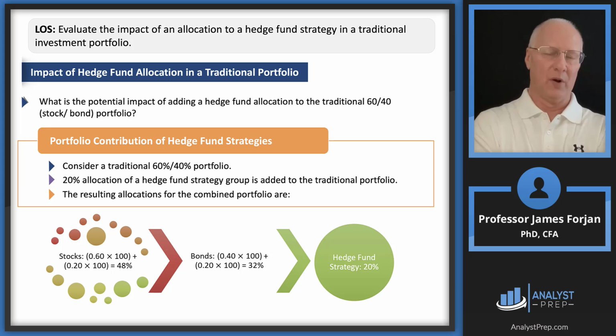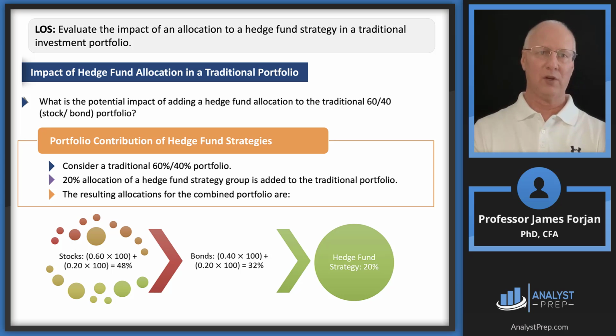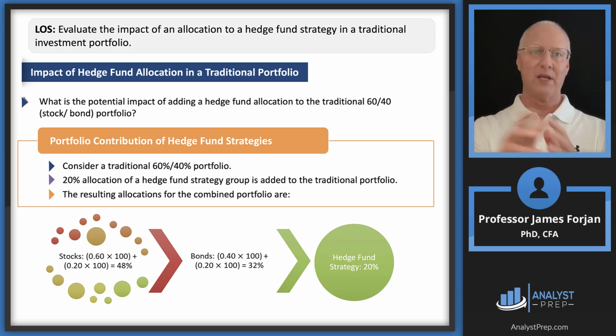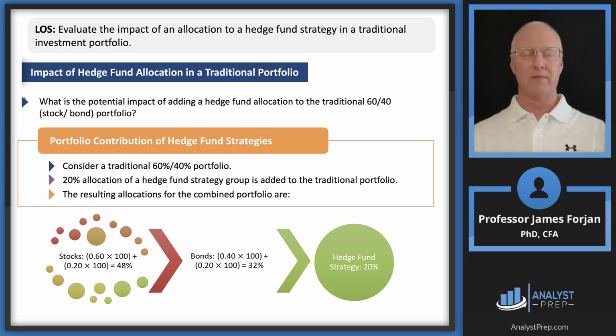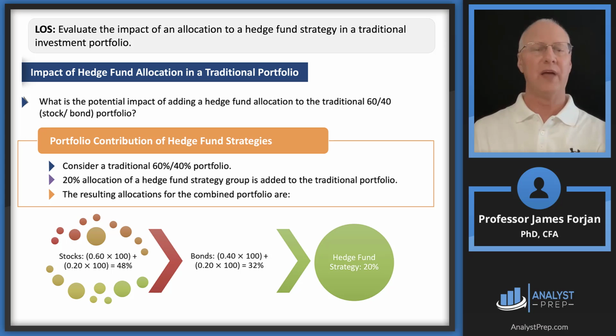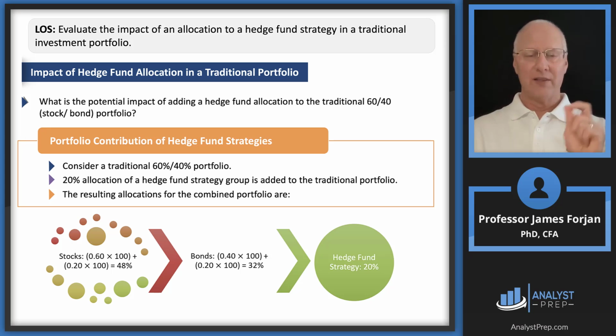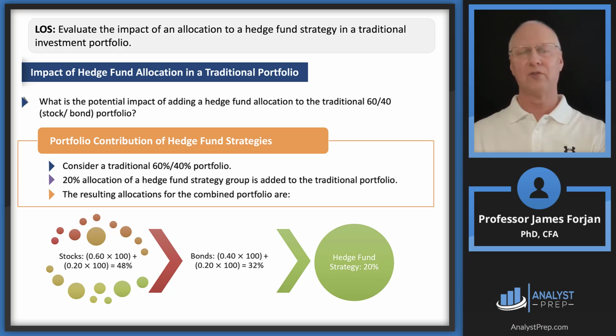Now, this is an interesting part of this module. The question really asks, and it goes back to the LOS that we've been talking about, in a traditional investment portfolio, what do we know? 60% equity, 40% debt. But what if we add a 20% allocation of a hedge fund strategy, any one of the hedge fund strategies that we have been talking about? Well, the 60-40 strategy ends up into 48% stocks, 32% bonds, and 20% hedge funds.